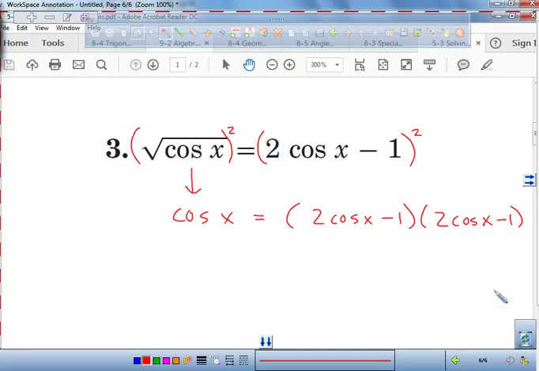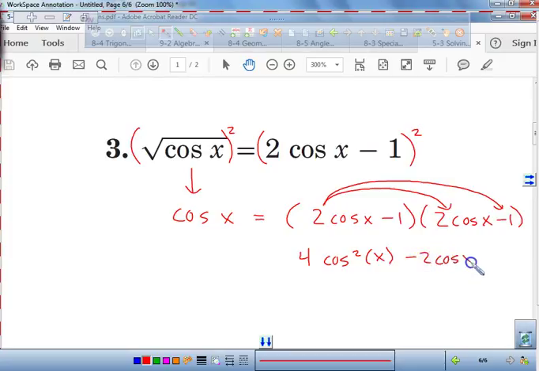All right, you lollygaggers, here we go. Let's focus in. We have a 2 cosine of x times 2 cosine of x. What is that going to give us? 4 cosine squared of x. Now we're going to do 2 cosine of x times a negative 1. That's going to give us a minus 2 cosine of x.